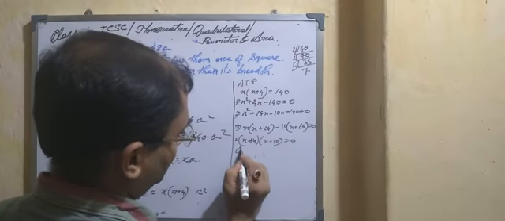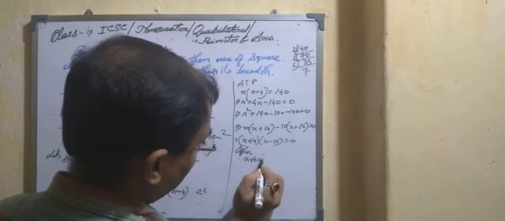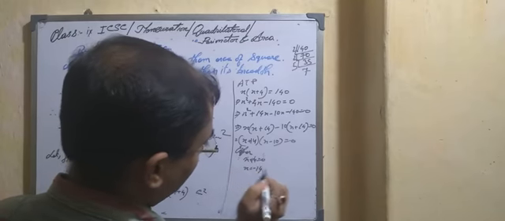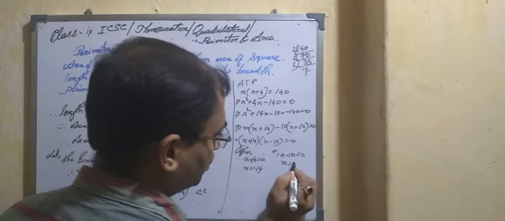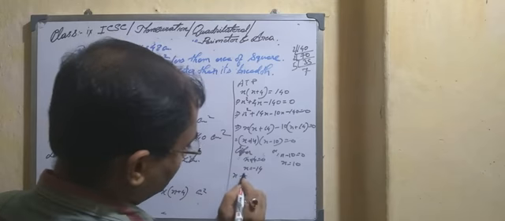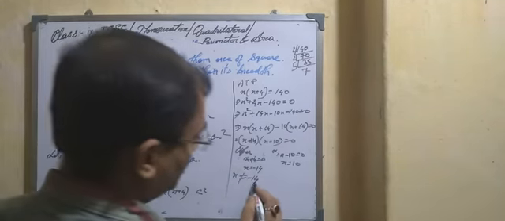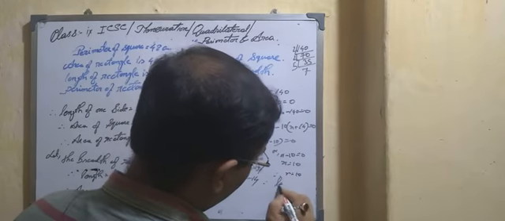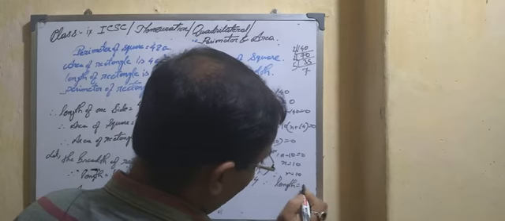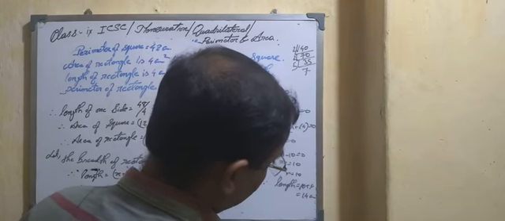We know that either x plus 14 equal to 0, that means x equal to minus 14, or x minus 10 equal to 0, that means x equal to 10. We know the length can never be negative, therefore x is equal to 10 and the length is equal to 10 plus 4, that is 14 centimeter.